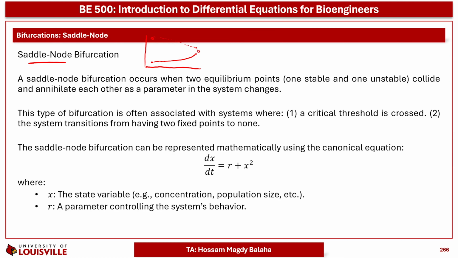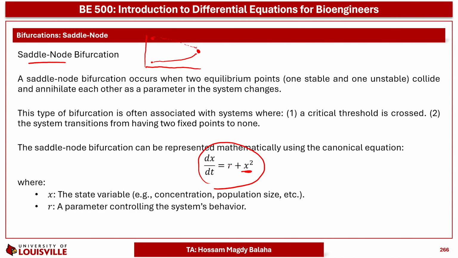And at a certain bifurcation value, they will collide together and annihilate each other at that bifurcation or critical point. This behavior can be represented mathematically using this canonical equation, dx/dt = r + x². And if you look here, it's a nonlinear differential equation because we have a power of 2. We now have x, which is a state variable. It can be concentration, population size, and so on. And r is a parameter controlling the system behavior.